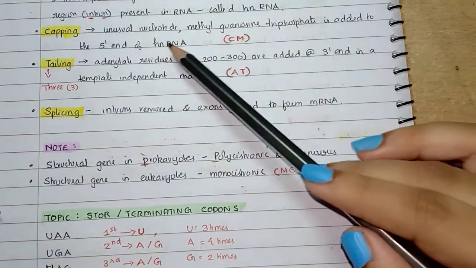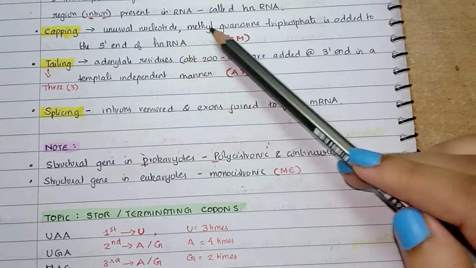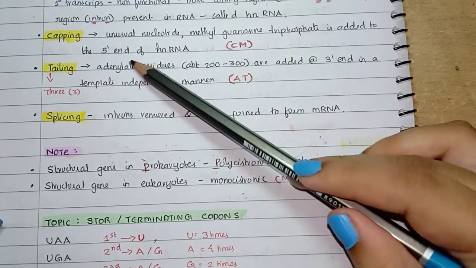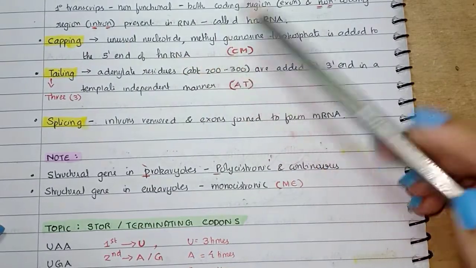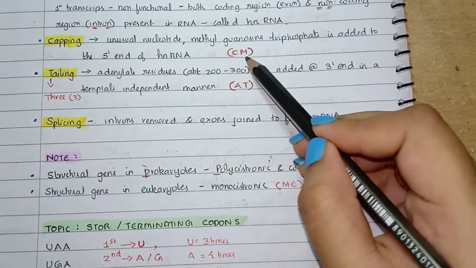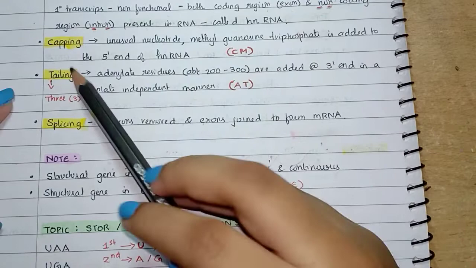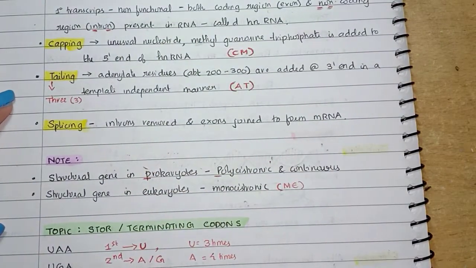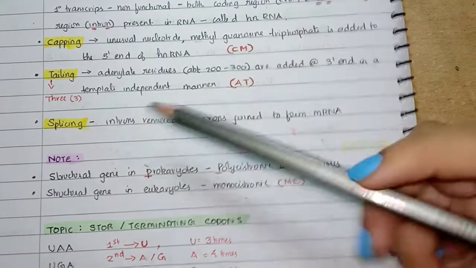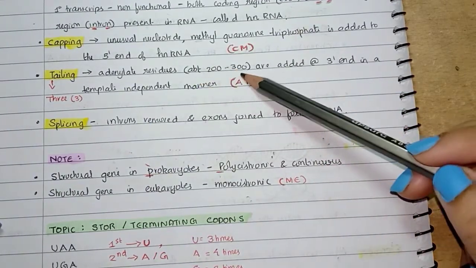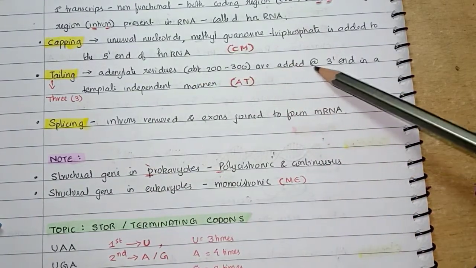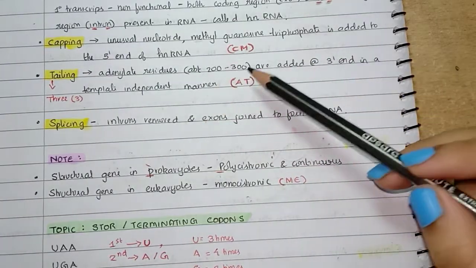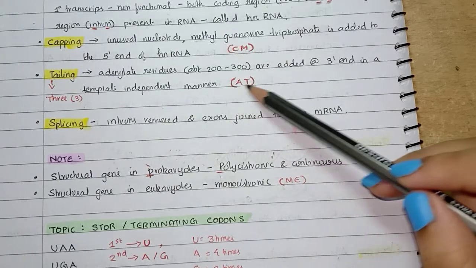So capping. It is an unusual nucleotide, methyl guanine triphosphate, that is added to the 5' end of HnRNA. So you can remember this as CM. Okay, CM, that is capping, methyl guanine triphosphate. Next is tailing. That is adenylate residues, about 200 to 300, added at the 3' end in a template independent manner. So you can learn it as AT.